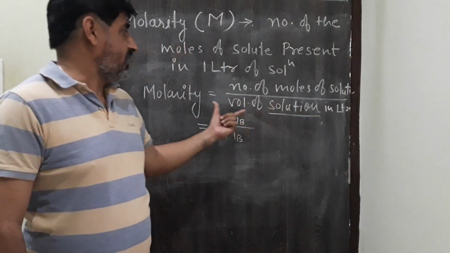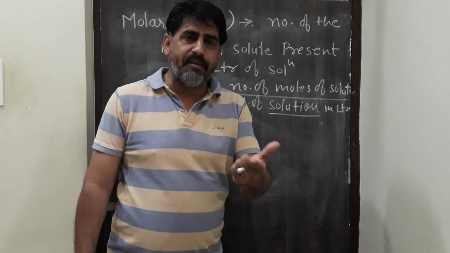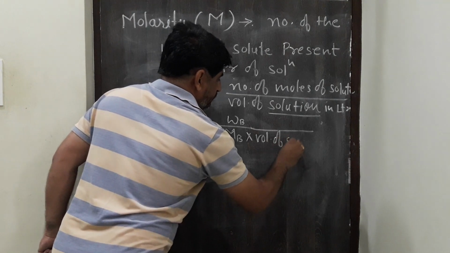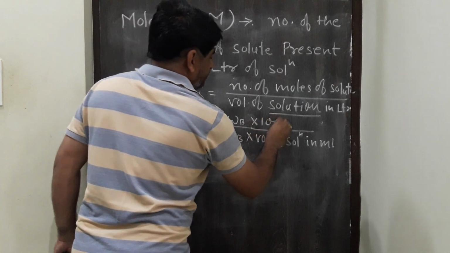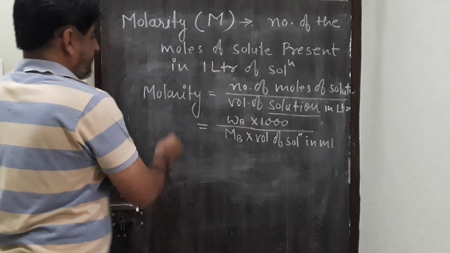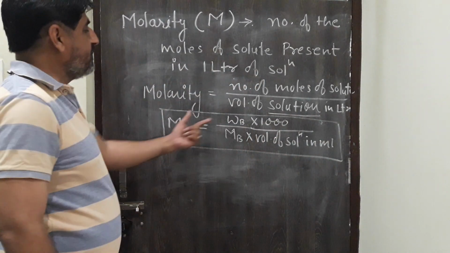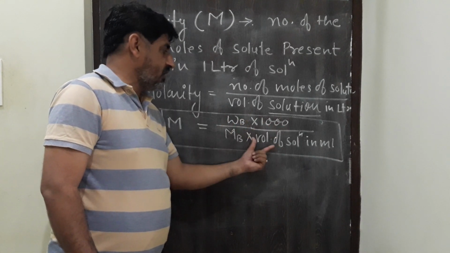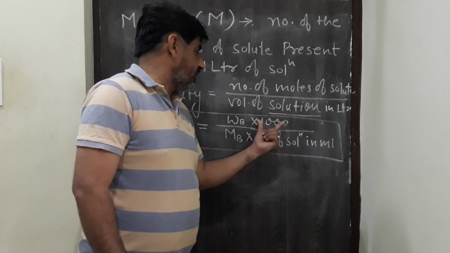It is not necessary that in each and every question we will get the volume of solution in liter. Sometimes they give the volume of solution in terms of ml also. So suppose we take volume of solution in ml. Then we have to multiply it by 1000 to convert volume of solution in ml to liter. It is the molarity. Very simple concept. WB, weight of the solute, MB, molecular mass of the solute, 1000, and volume of solution in ml. If you have volume of solution in liter, no need to put 1000 here.